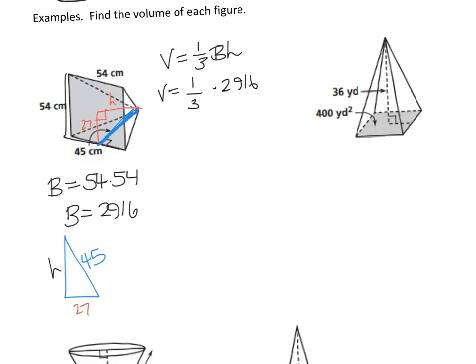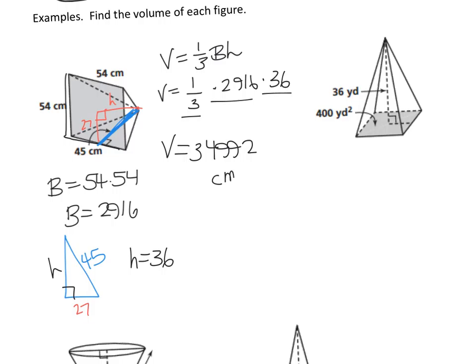Now I have to find the height, which is h squared. You could do the Pythagorean theorem, but I will do it. The Pythagorean theorem ends up giving the height as 36. So in the end, the volume is 1/3 times 2916 times 36. So volume equals 34,992 centimeters cubed.